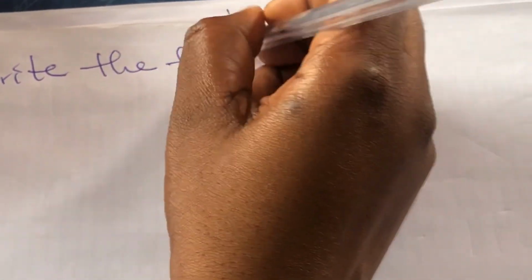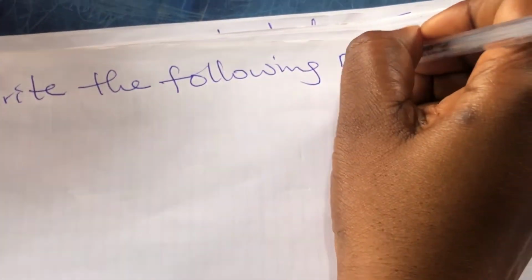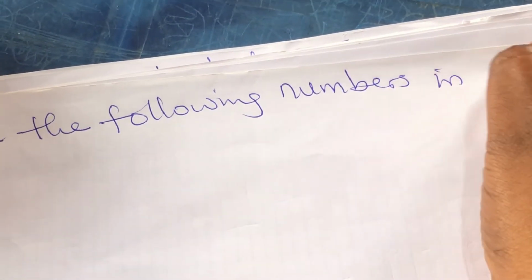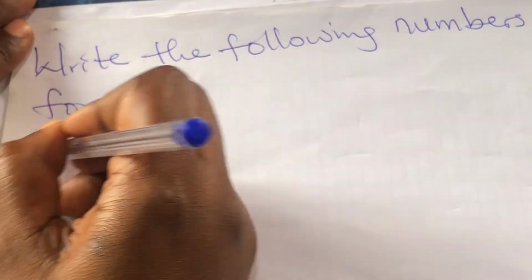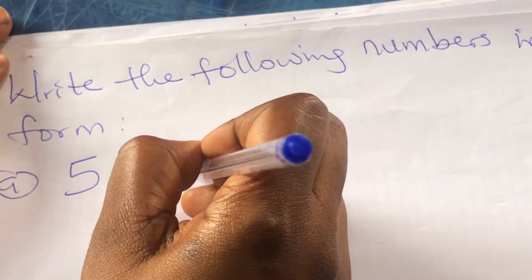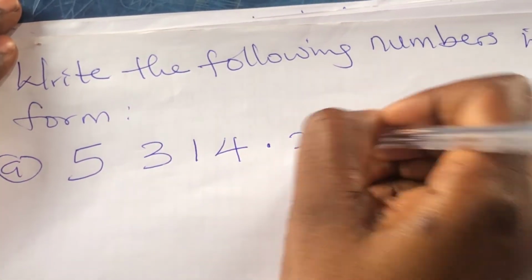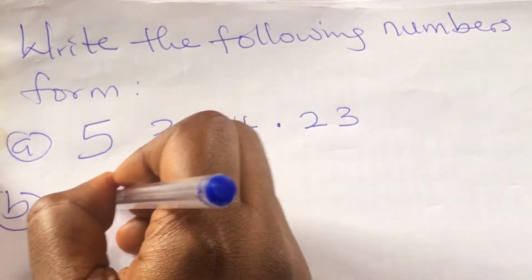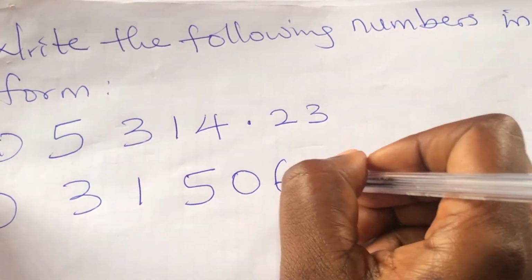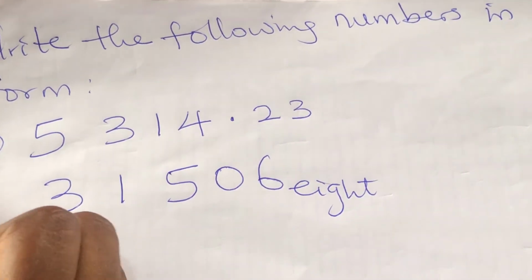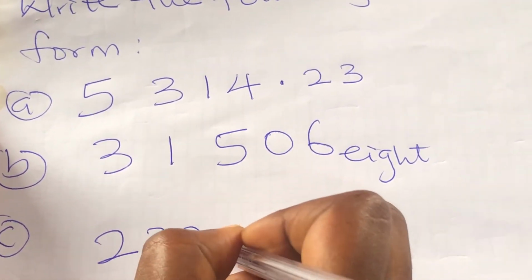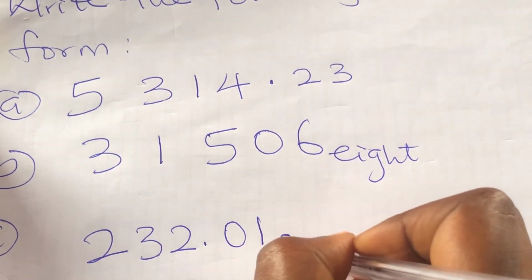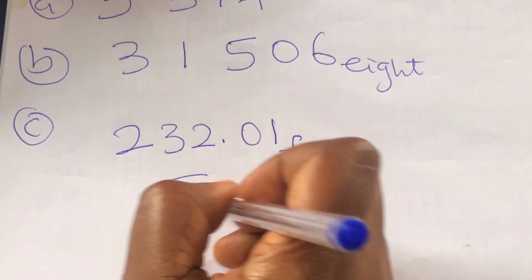Write the following numbers in expanded form. A, 5314.23. B, 31506 base 8. C, 232.01 base 5. Now, solution.